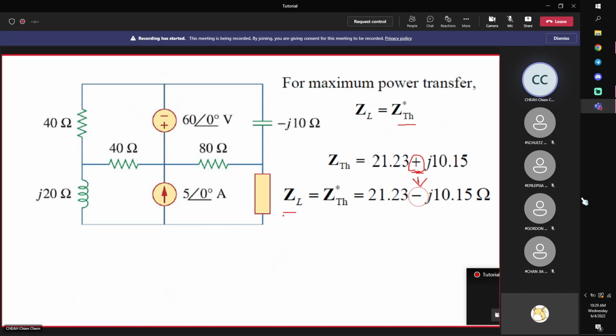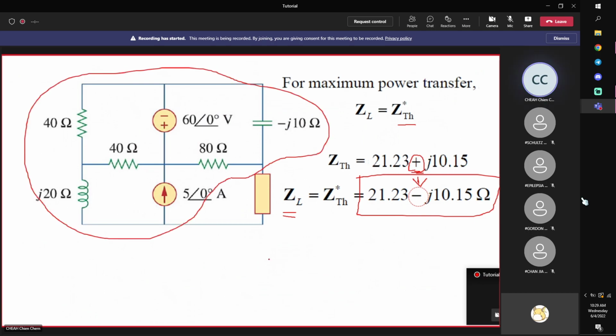So this is your load impedance. This is how your load impedance should be designed, so that maximum power will be drawn from the remaining circuit. And since we need not find the maximum power, we can stop here. We do not need to find VTH for this problem. Any questions?